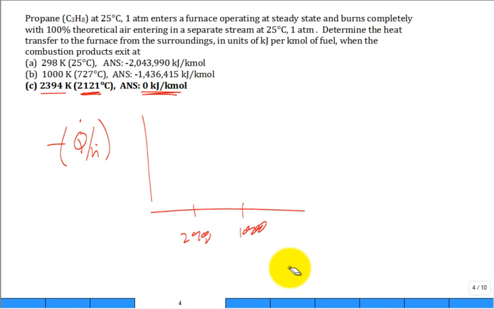We got the data. Look at 298. It's at 2043990. All right, at 1,000. So this is a point. At 1,000, it's 1436415. I want you to do this.